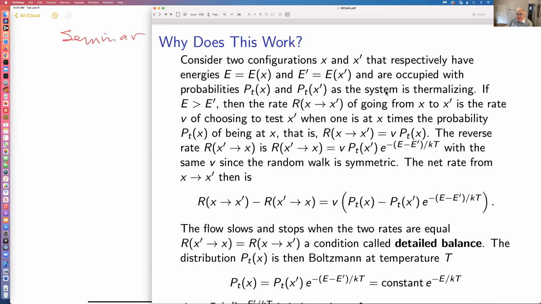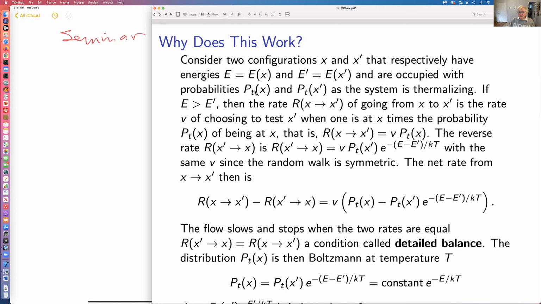But suppose we did know what E of X was, or suppose we were considering a different problem where we did know what E of X was. And what we wanted then was a sequence of configurations of the protein distributed according to the Boltzmann distribution, e to the minus the energy over kT. And so consider two configurations, X and X prime, that respectively have energies E of X and E of X prime. They're occupied with probabilities P sub T of X and P sub T of X prime as the system is thermalizing.